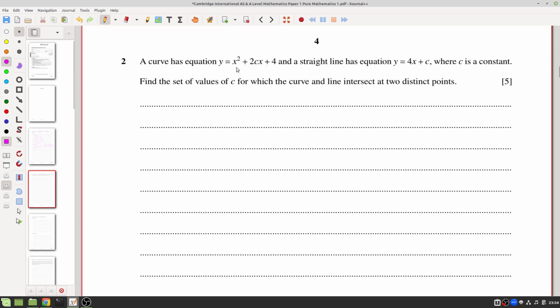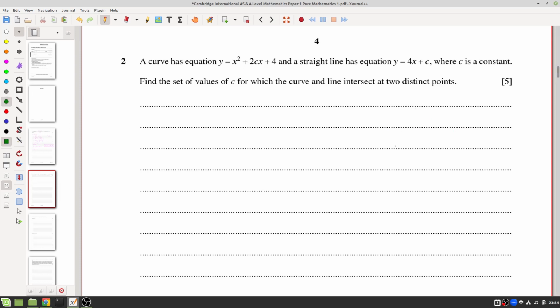So we've got a curve with this equation and a straight line with another equation, where c is a constant. Find the set of values of c for which the curve and the line intersect at 2 distinct points. Okay, so this is a parabola, but it doesn't really matter if we know it's a parabola. Let's change colors for each question, I think I like that.